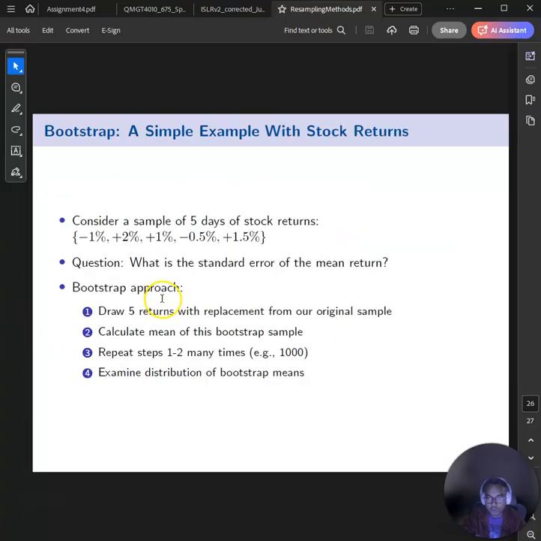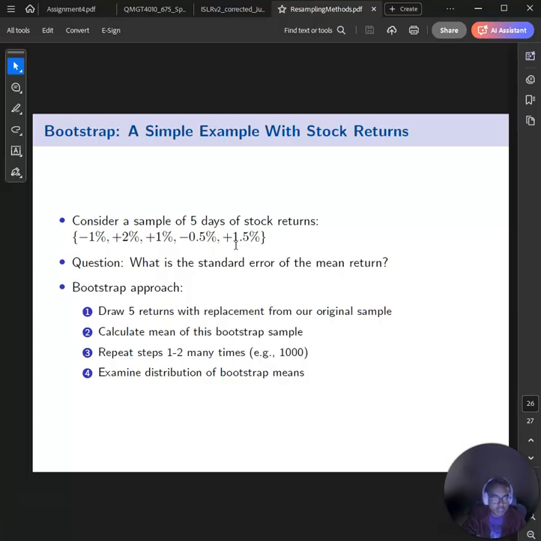Let's explore more with another example, probably a more realistic one, where we're looking at stock returns data. Imagine we have a sample of 5 days of stock returns ranging from -1 to 2%. So the first day it was -1%, then it was +2, +1, -0.5, and +1.5. A natural question is, what is the standard error of the mean return? In other words, how precise is our estimate of average daily return?